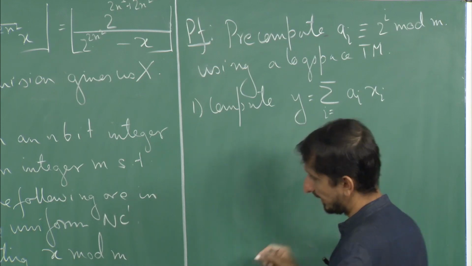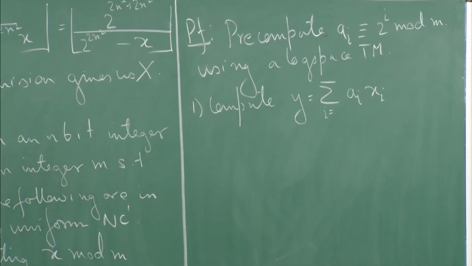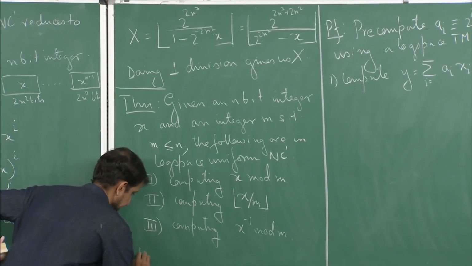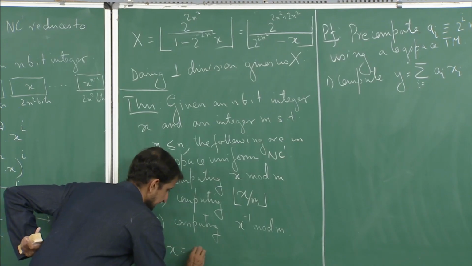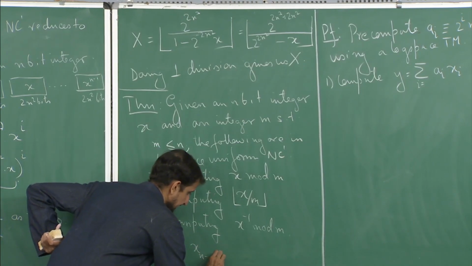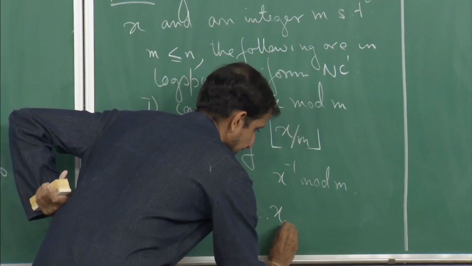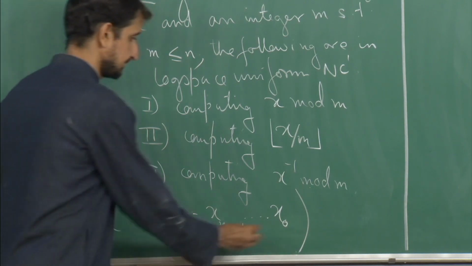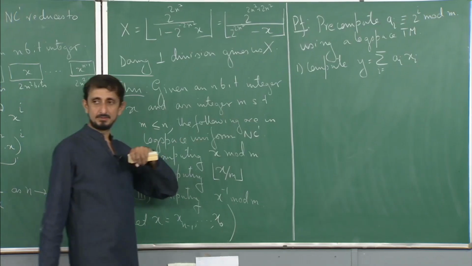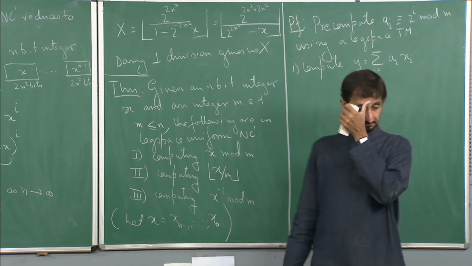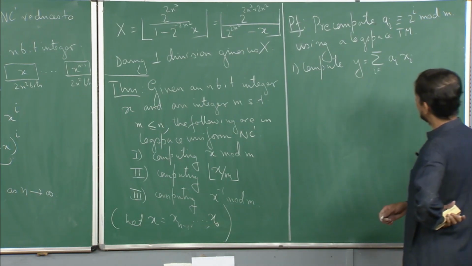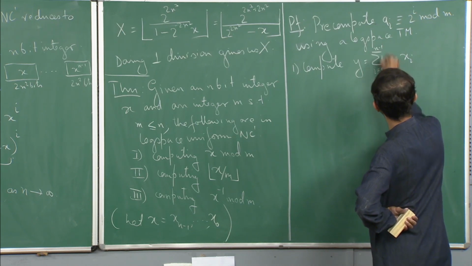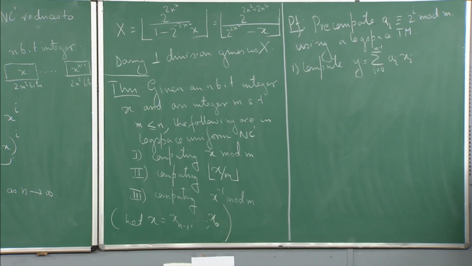Let me just write this over here in brackets. Let x be the bit string x_{n-1} up to x_0. So x is this bit string, and when I say x_i, I mean the ith bit of x. So I compute y, which is the sum over i equal to 0 up to n minus 1 of this.